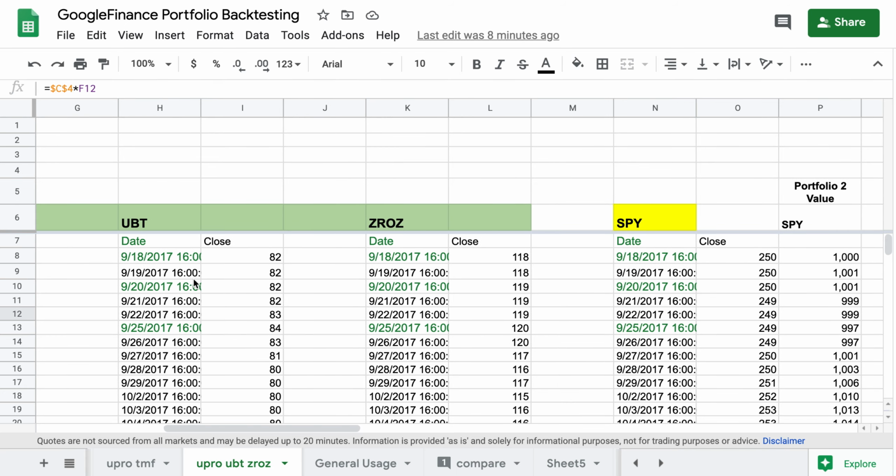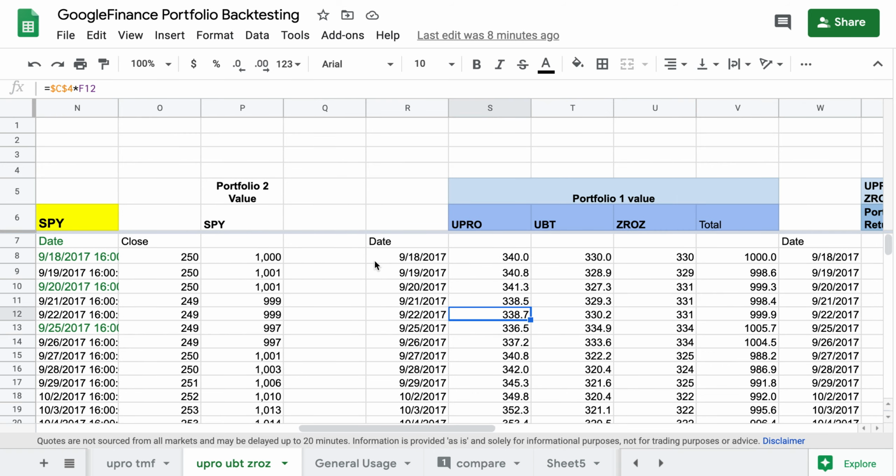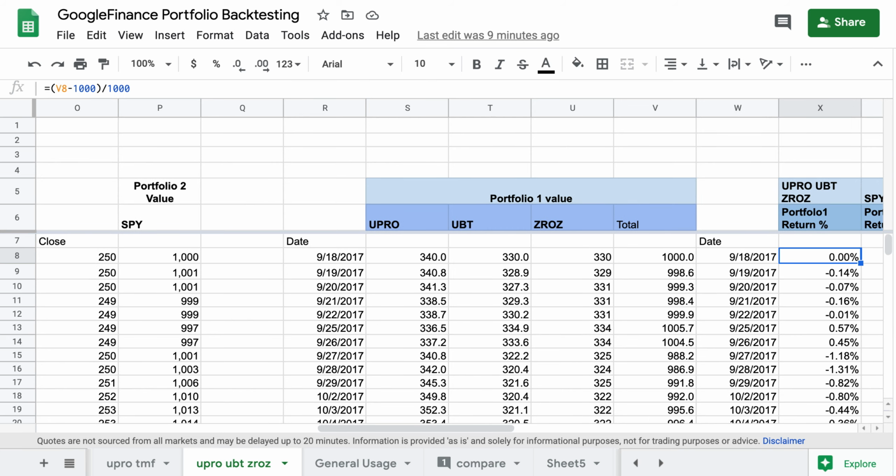Price, I pick price from column F. Column F is daily price, right? So basically this is price into quantity. Quantity stays the same, price changes. That's it. So that's your value. Now this is value of all my individual stocks, and sum of that would be my total portfolio value 1.